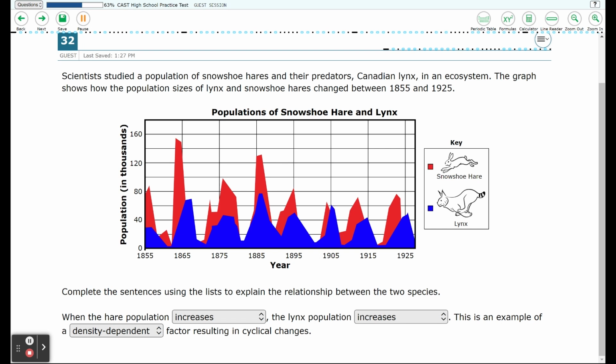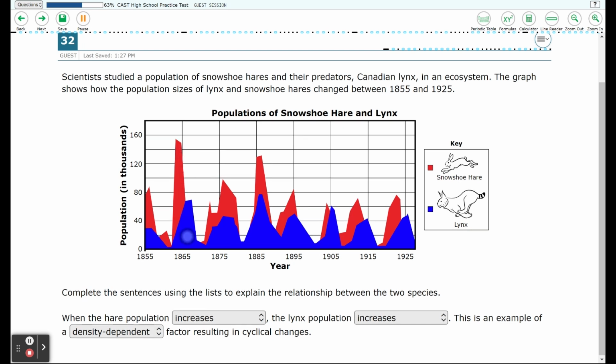Now, an interesting thing here is, yes, when the hares increase, the lynxes increase, but notice when the hares decrease, that also means that the lynxes decrease. So it's a linear relationship, directly proportional, however you want to say that. But either of these answers would be acceptable. Increases, density dependent, or decreases, density dependent.